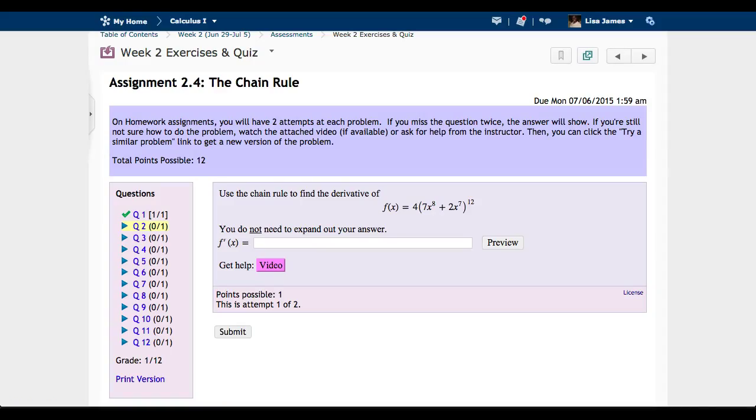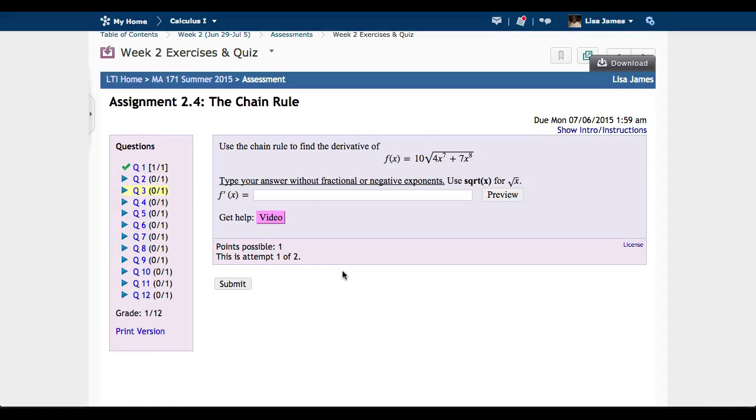My focus here is not to actually work out the problem and show you how to do the problem. My focus here is to show you how to type in your answers. So let's look at number 3. I thought this was an interesting problem to give an example of how to type in your answer, because they want you to write your answer without fractional or negative exponents.